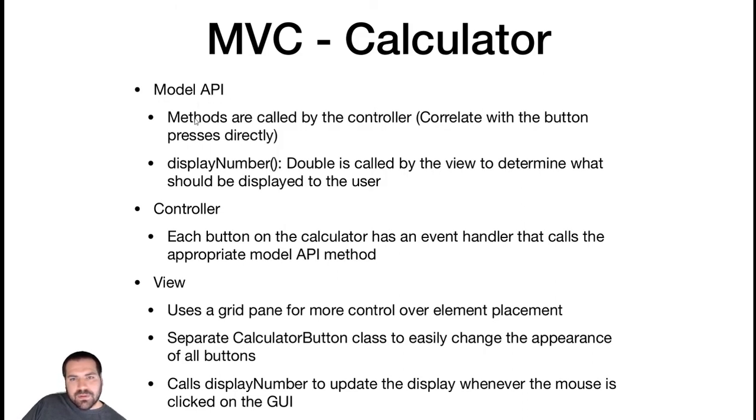For the calculator, the model API is what you implemented for your homework. For calculator and microwave, they're both the same. The model API did correlate directly with button presses. That's not always the case, but in this case it was. But it doesn't matter what those button types were.